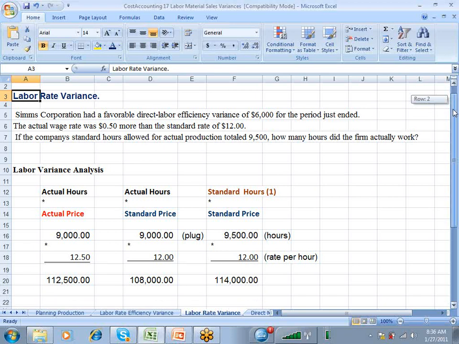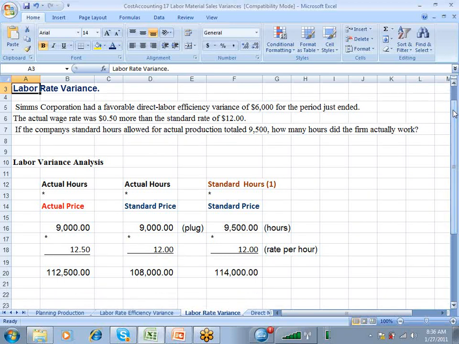Let's just talk about labor rate one more time to get that concept solidified. Sims Corporation had a favorable direct labor efficiency variance for the period just ended. That means that their workers were more productive than they expected, and a favorable variance would mean a $6,000 savings. The actual rate was 50 cents more than the standard rate. That would be unfavorable. We paid 50 cents more per hour than we expected, maybe because we had to pay more to get more talented, capable employees.